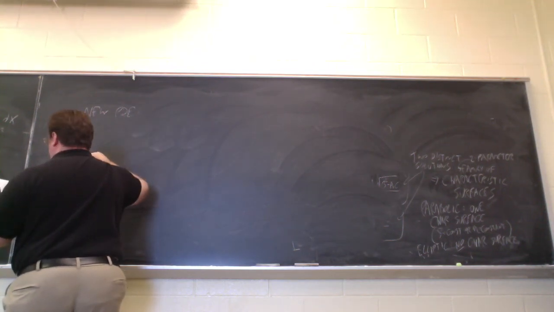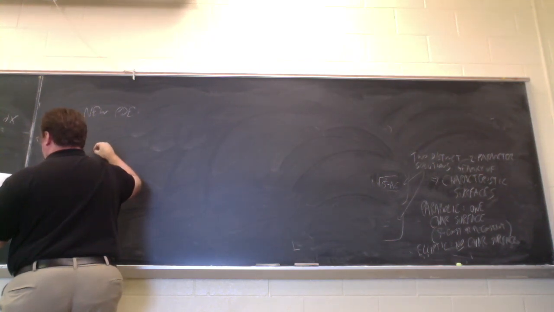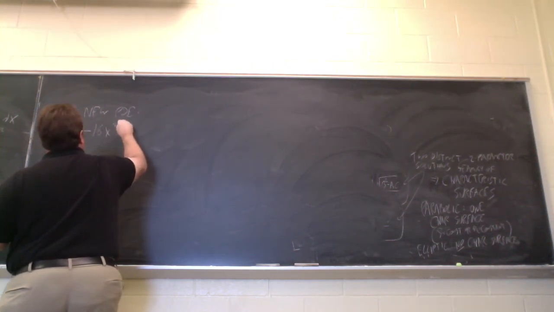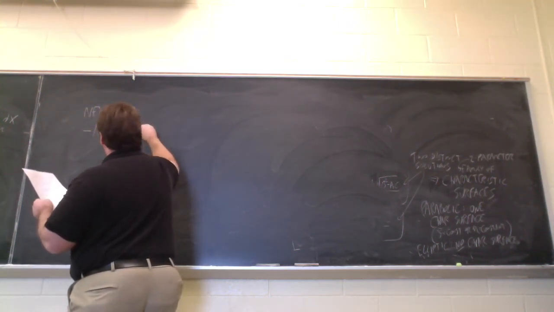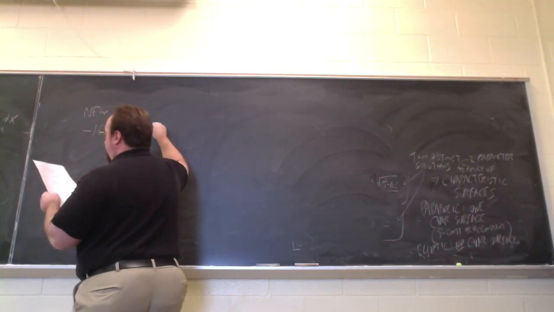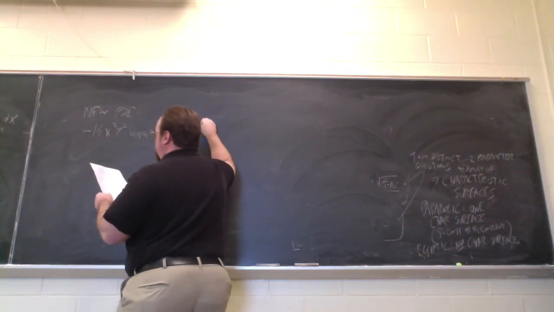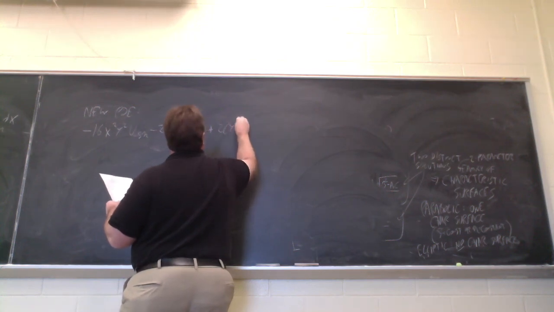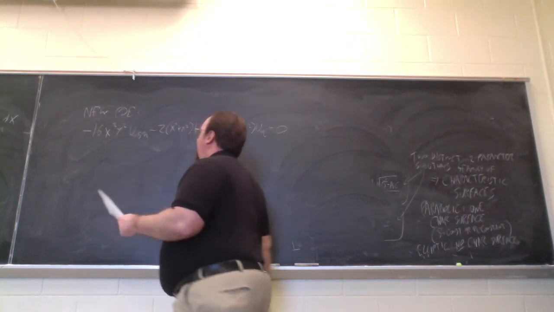The new PDE is minus 16 x squared y squared, because remember, it's 2 B bar, so I multiply by 2, u xi eta, minus 2 times x squared plus y squared u xi, plus 2 times y squared minus x squared u eta, equals 0. Except I'm not done.